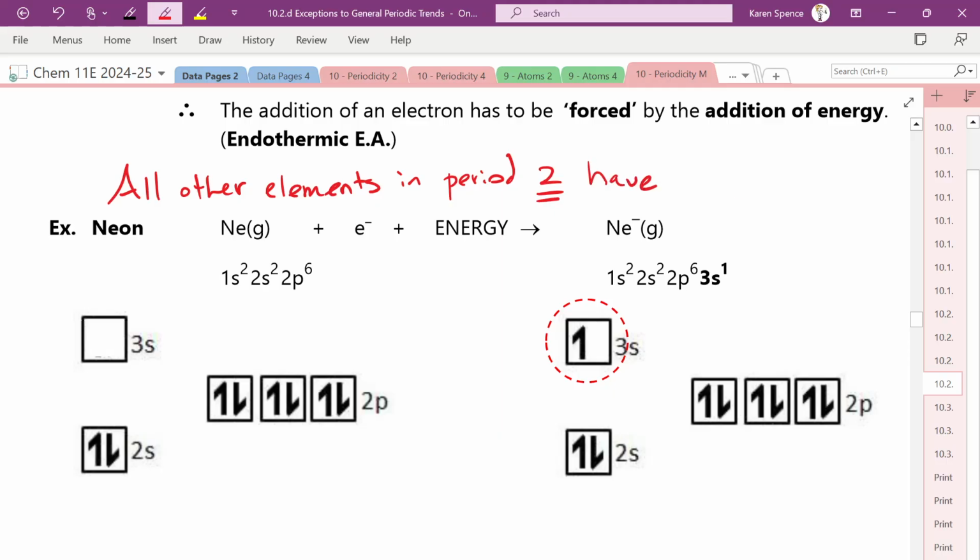Are we still worried about the positive and negative thing with the electron affinity? Stop worrying about it. I don't know. I'm making assumptions.